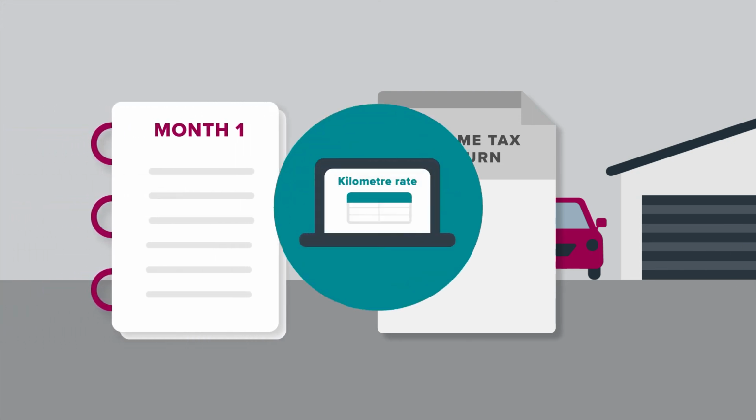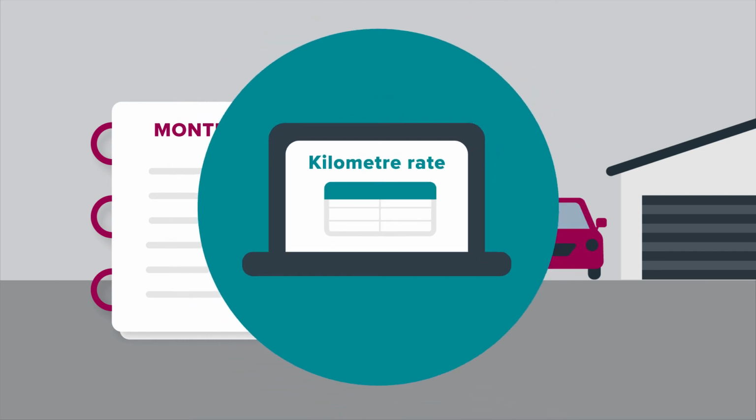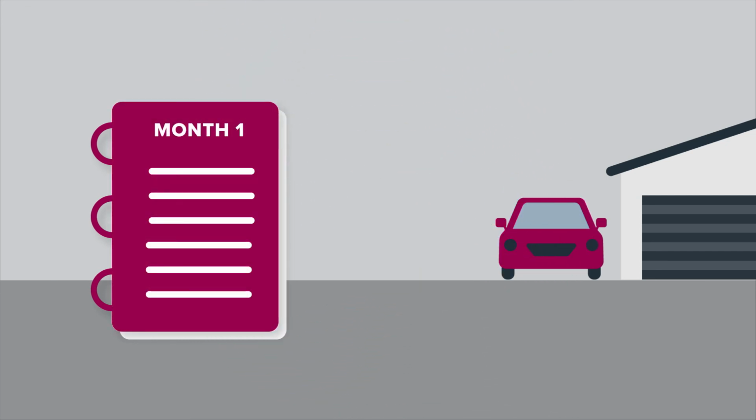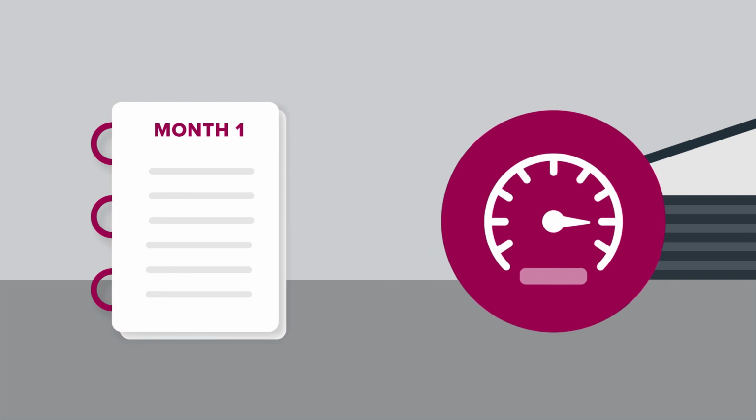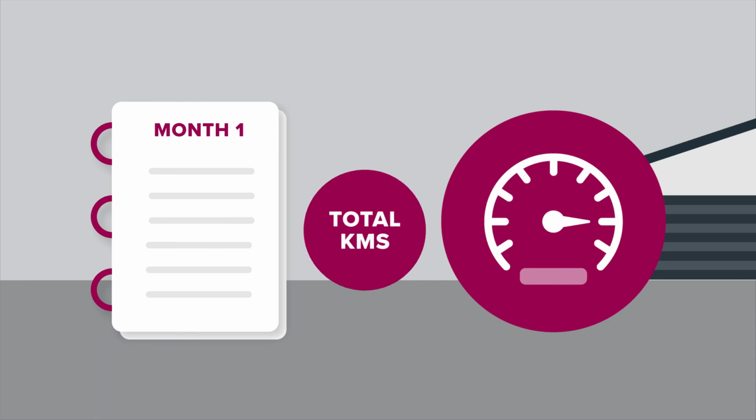Or Alan could claim the inland revenue kilometre rate. As well as his logbook, he would need to record his odometer reading on the 31st of March each year. He would then calculate his claim based on the logbook percentage, the total kilometres travelled, and the kilometre rates.